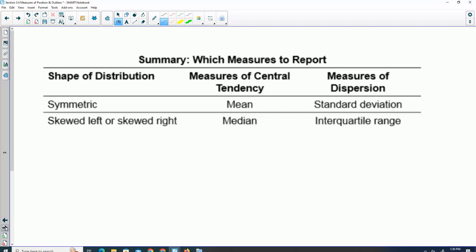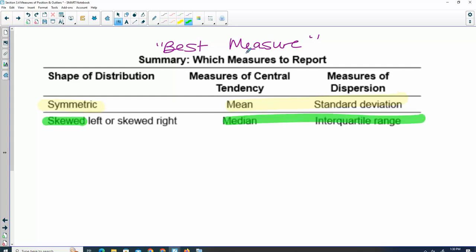This might be a great multiple choice question on the next test, just kind of knowing when to use what. So if it were me, I'd probably jot down, this is basically the best measure. So if your data is symmetric, you want to give me the mean and standard deviation. You need to write down central tendency. No, you don't have to. If your data is skewed, the median and interquartile range would be better. Any questions on that?